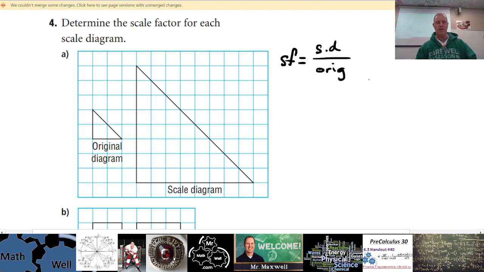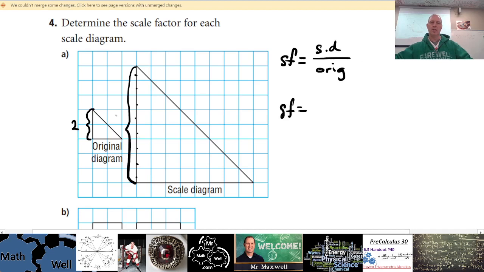So when we figure that out, we can now plug in just lengths. A good idea is to take a side length like this on the original diagram, which appears to be 2 units. You count that, 2. And the corresponding side on the big diagram would be this one. So we'll count those: 1, 2, 3, 4, 5, 6, 7, 8. So if I were to calculate this, the scale factor is going to be 8 units divided by the corresponding side on the original, which is 2. So it looks like the scale factor is 4.